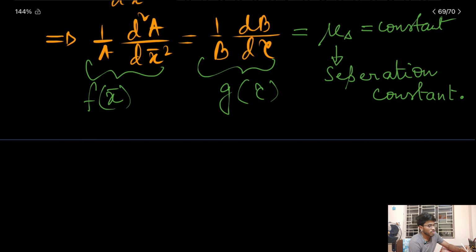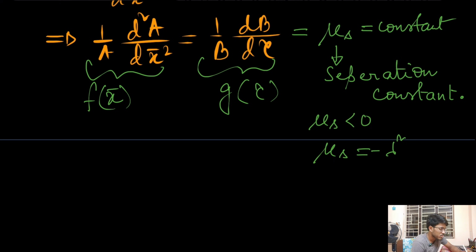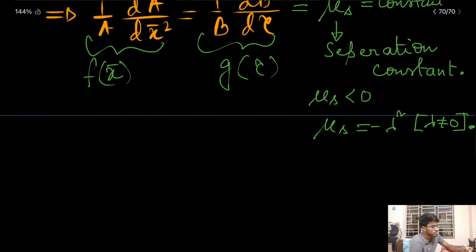I also told you that this mu s must be negative, so I say that this is equal to minus lambda square, where this lambda cannot be equal to 0, because mu s cannot be equal to 0.